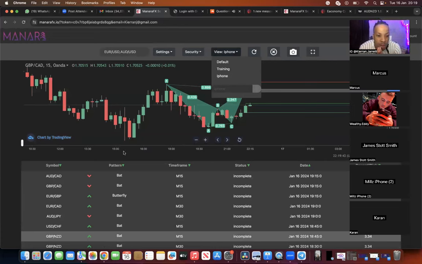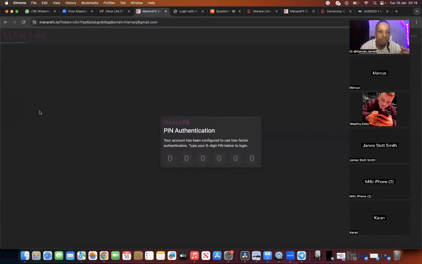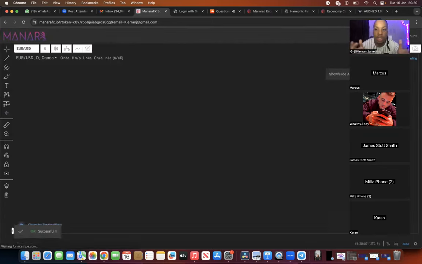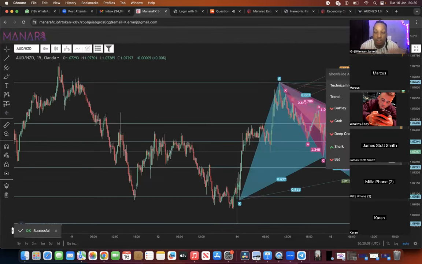I can't access my Manara. It's asking for PIN notification, which I forgot. Okay. So with Manara, if it says your account has been configured to two-factor authentication, please type your six-digit entry code now. Now, if it says create a new one, just type in 12345. And then it's going to ask you to repeat it. 12345. And then it will just let you in. So I just made one up while we were on here. As soon as I logged in, I just created one.